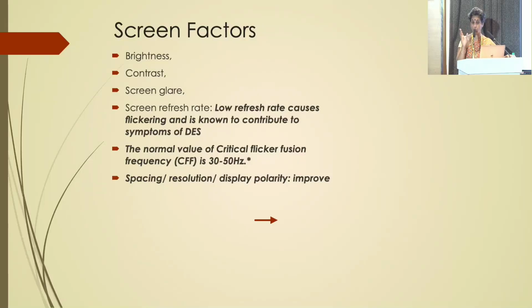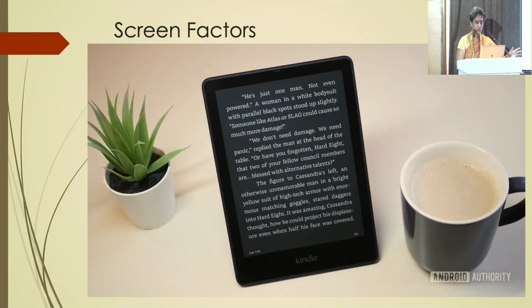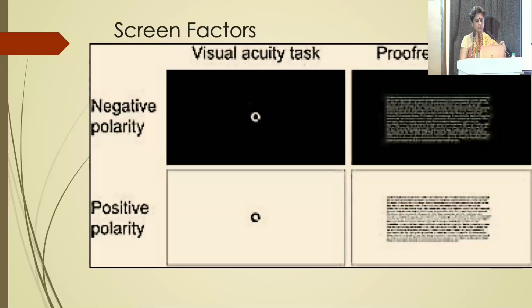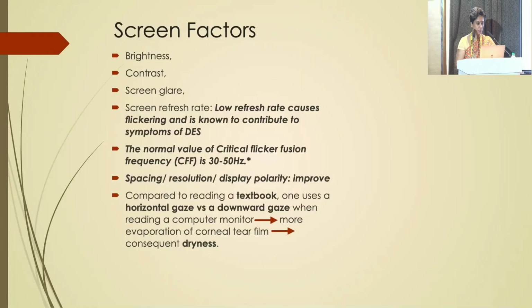If the flicker is too much, then again eye strain is caused. In fact, this is known to be epileptogenic also. If the flicker is too much, it can lead to epilepsy in those people who are prone to it. So this is again, I was telling you about the polarity. Here, this is a positive polarity, negative polarity, and also there's pixelation.